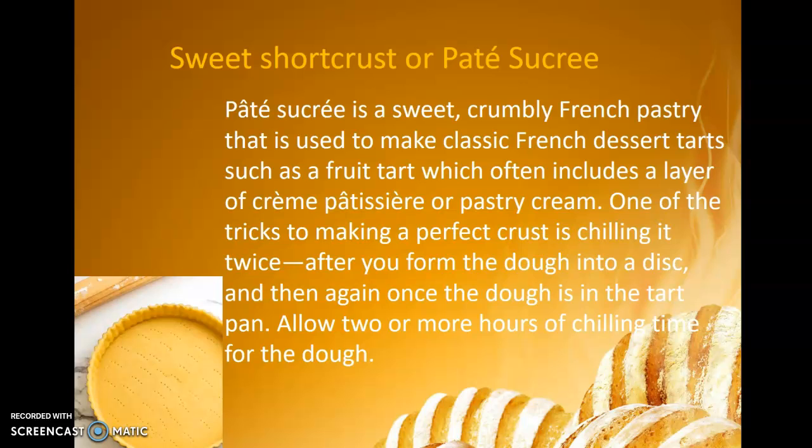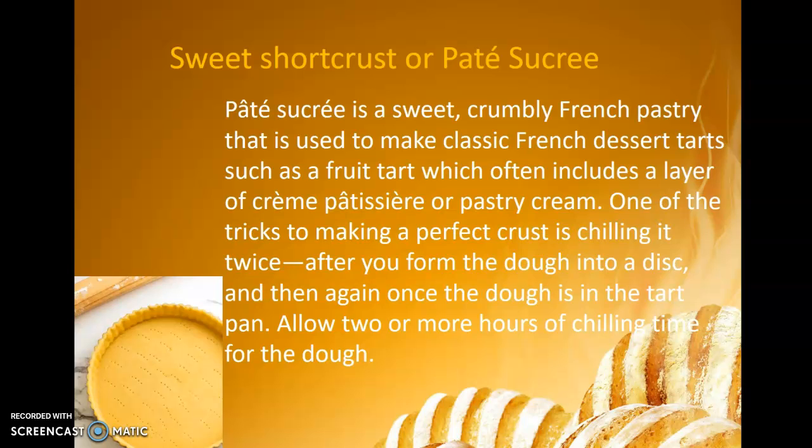Then we have sweet short crust or pâte sucrée. Pâte sucrée is a sweet crumbly French pastry that is used to make classic French dessert tarts such as fruit tart, which often includes a layer of crème pâtissière or pastry cream.